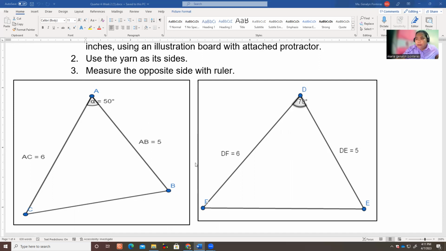So we have here AC, which is 6, and DF is also 6. AB is 5, DE is 5. Angle A is 50, angle B is 70 degrees. So what triangle inequality theorem is illustrated here? We have two sides and an included angle. So that is the SAS inequality theorem. The first triangle is 50 degrees. Now the second triangle increased by 20 degrees, so it becomes 70 degrees.